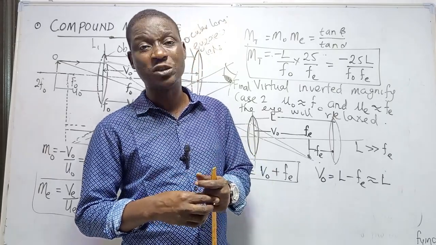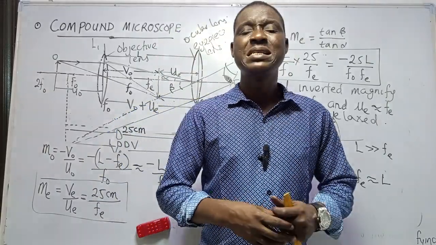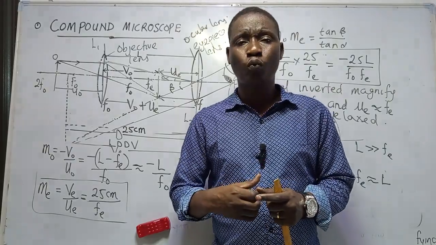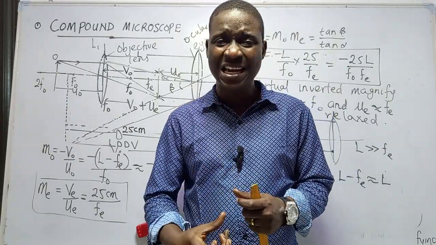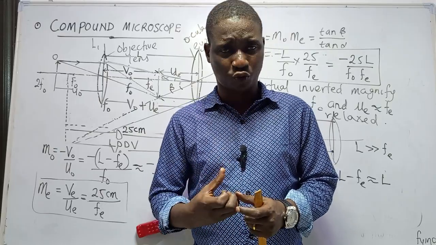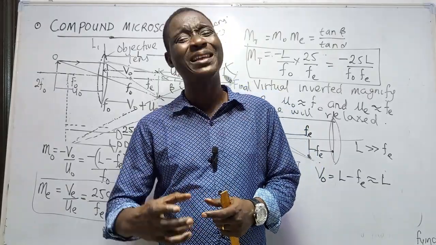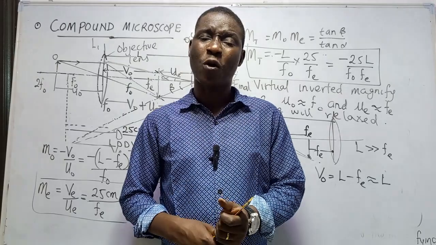Then the last one, number four: if you are given a compound microscope, what is the final image of the compound microscope? I am not saying the image produced by the eyepiece lens, but the final image of the compound microscope.